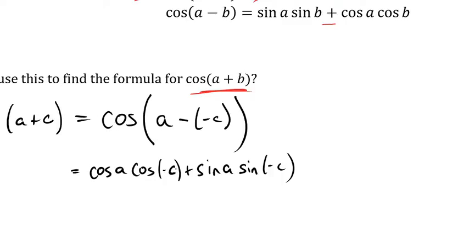Okay, so far we should have this: cos A times cos of negative C plus sine A times sine of negative C. But we can't have the negative in the C. So what I want you to remember from yesterday is, what do you know about even and odd functions for sine and cosine?